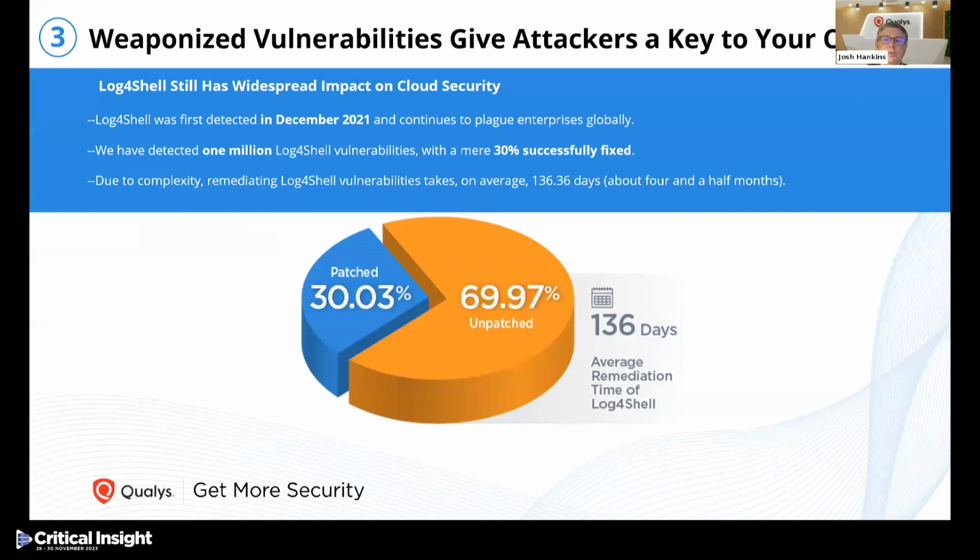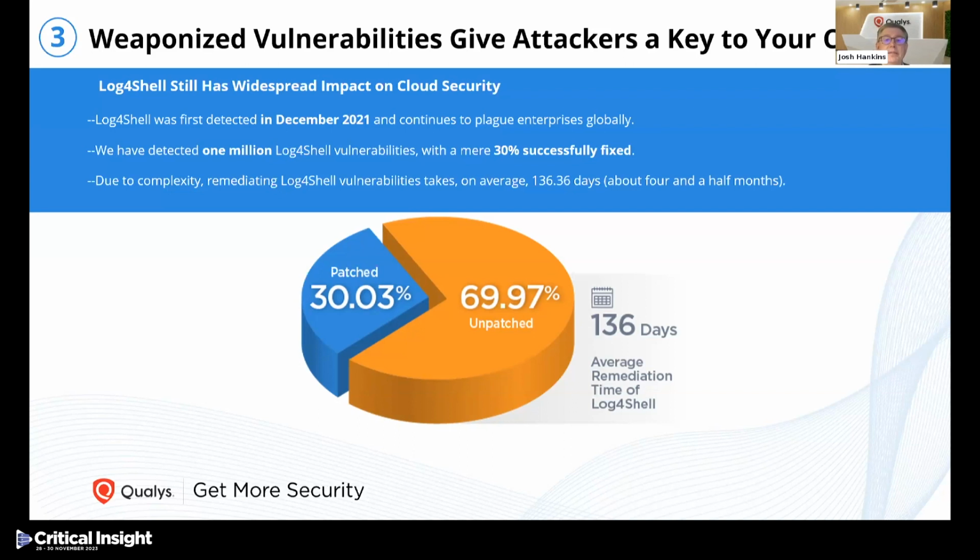Point 3 from the report, weaponized vulnerabilities give attackers a leg up in your cloud. To illustrate this point, we have our good friend Log4Shell back in December of 2021. I'm sure we all knew about that. That was not the Christmas present we were looking for. For a quick redo on that, Log4Shell was an externally facing vulnerability that became weaponized within 48 hours of being alerted.